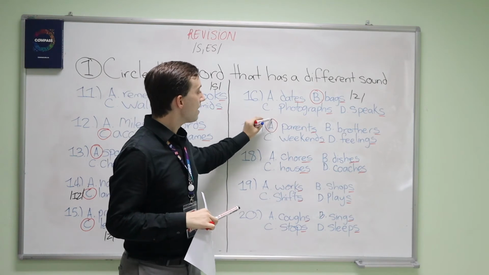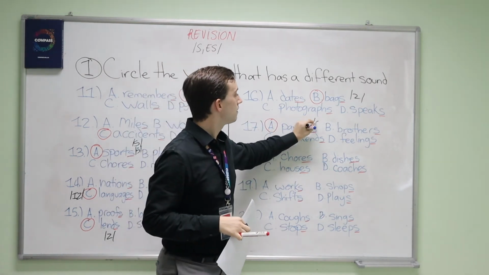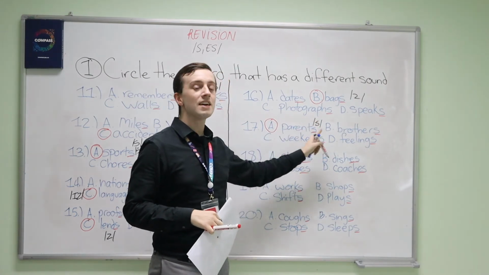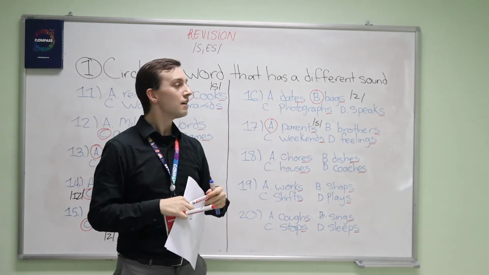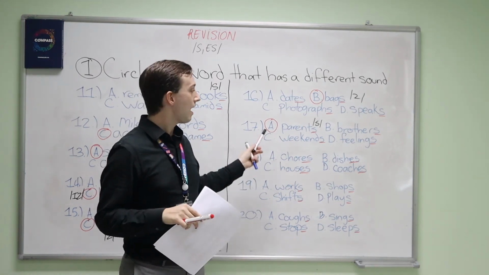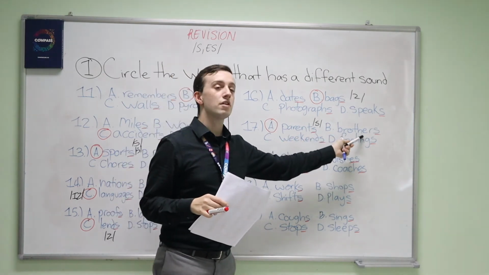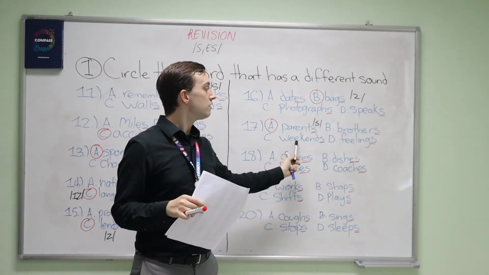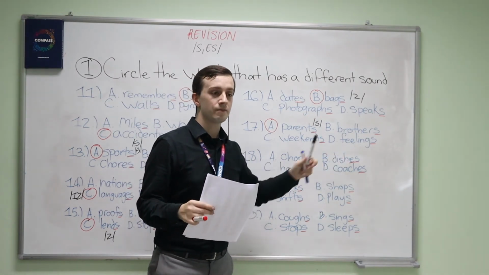Because in A, S makes the sound S. But in B, C, and D, S makes the sound Z. Listen again. A, parents. B, brothers. C, weekends. And D, feelings.